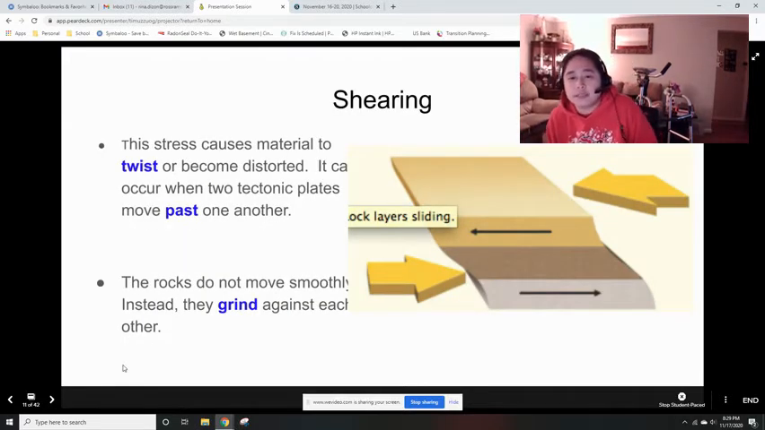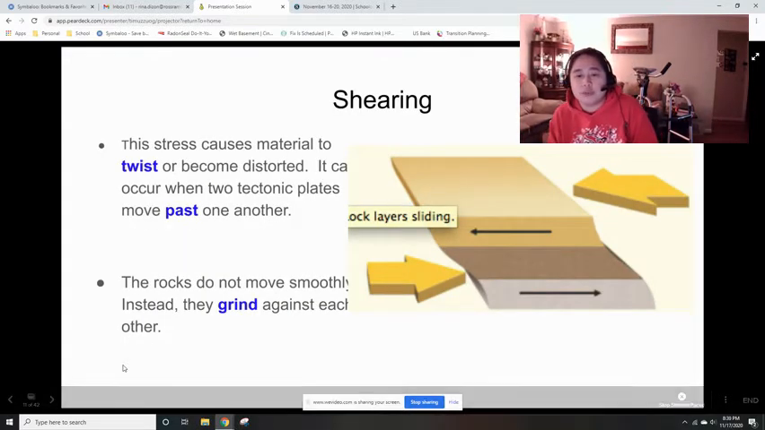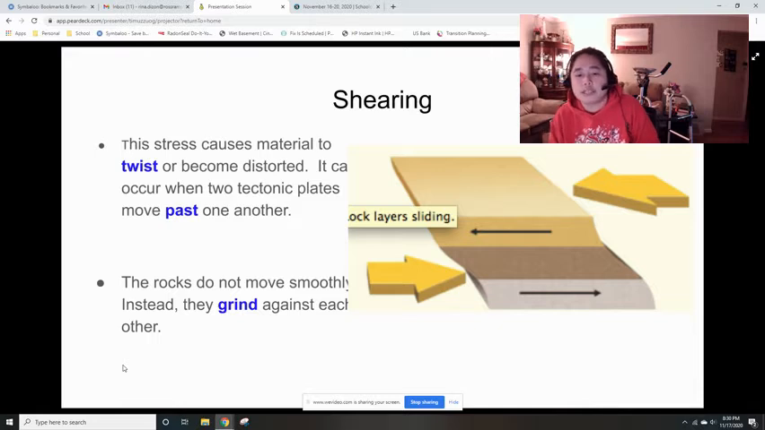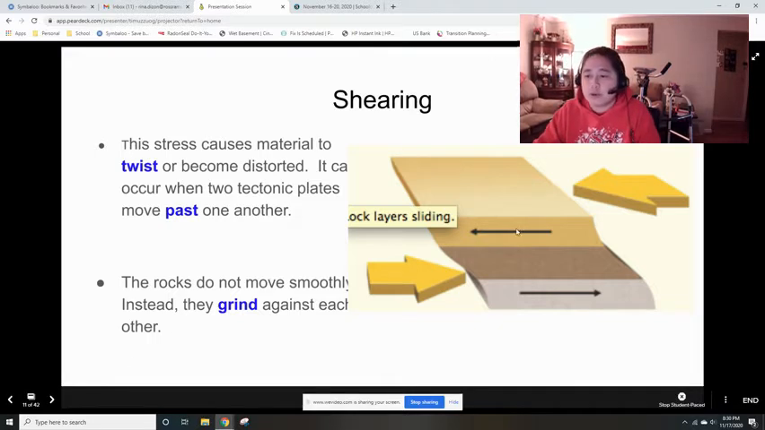And this stress causes material to twist or become distorted. It can occur when two tectonic plates move past each other. So one is going to go one direction and the other one is going to slide against the other. The rocks do not move smoothly. Instead, they grind against each other. You can kind of suspect what this is going to cause. Okay, this grinding, one plate going one direction, one plate going the other.